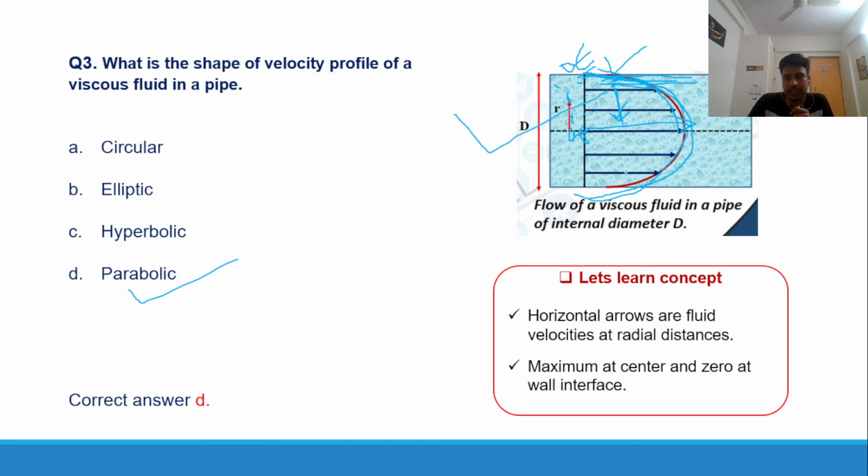Here, if we see what these horizontal arrows represent, the horizontal arrows are fluid velocities at the radial distance from the center. So at the center it will have the highest velocity, so a long arrow. If we move here, the velocity will be somewhat less than at the center, so an arrow shorter than this. So it's just plotting and connecting all these velocity points. And velocity is maximum at the center because the friction is much lesser, and zero at the wall interface because due to friction the wall will hold the particles. So that's why the velocity is zero.